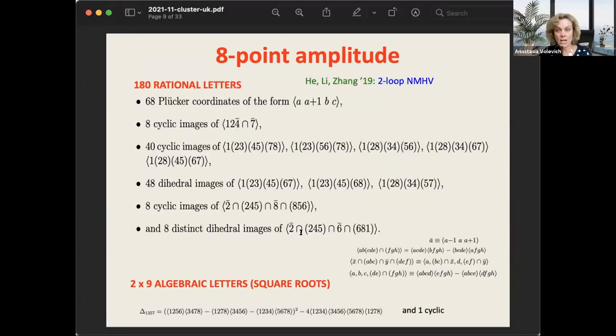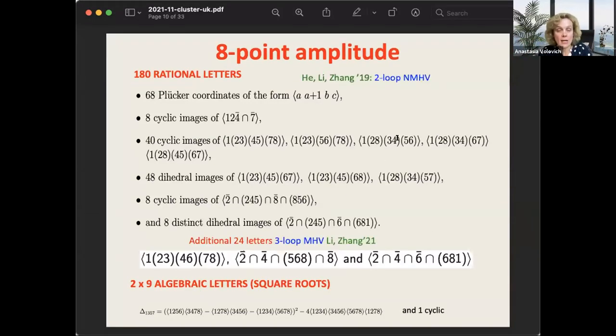So there are these rational expressions that are only cubic or quadratic in brackets. But in addition, there are also 18 algebraic letters. I didn't write them explicitly because that would be a whole slide just to write them. But just to tell you, these are algebraic expressions which involve the square root of this delta that's written here. So it'll be like a plus square root of delta, where delta is this, and there's also another cyclic of that. As you see, it gets more and more involved.